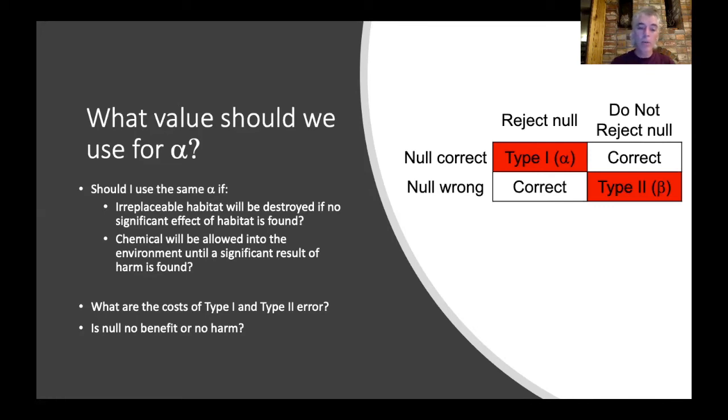And in these situations where a null hypothesis is about no harm, perhaps we ought to use an alpha level with a higher value that allows us to more easily reject that null hypothesis and be less afraid of making a mistake of claiming an effect of harm in this case, as opposed to reverting to the null hypothesis of no harm.